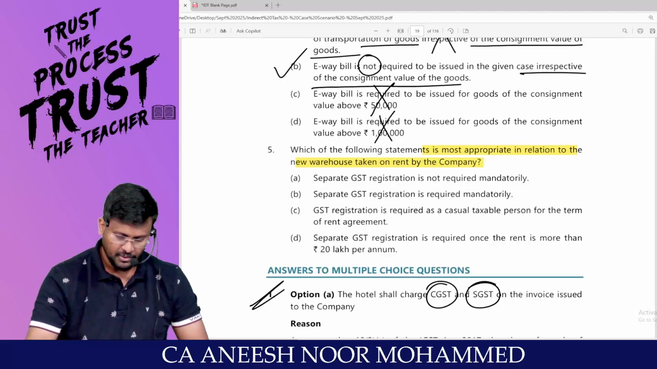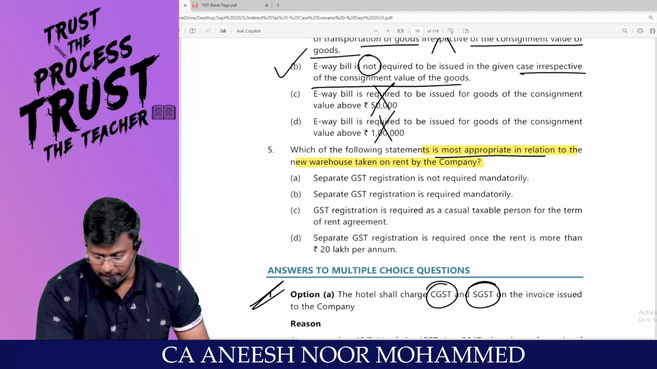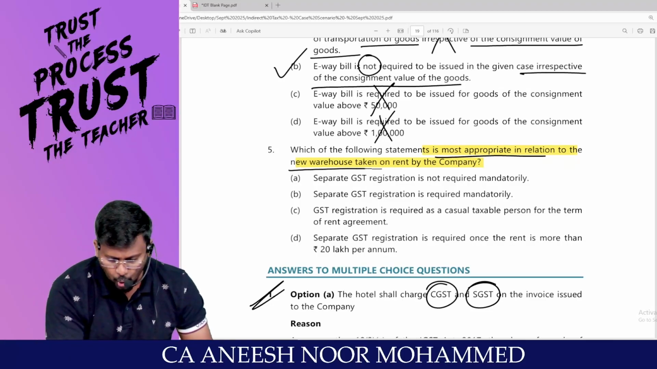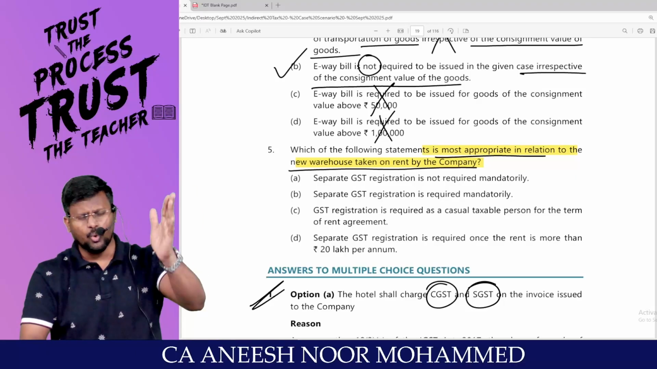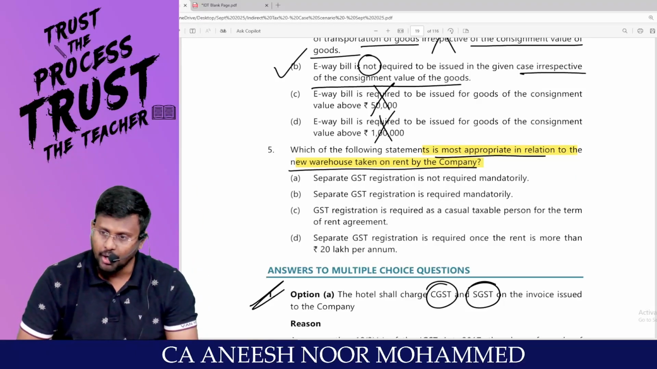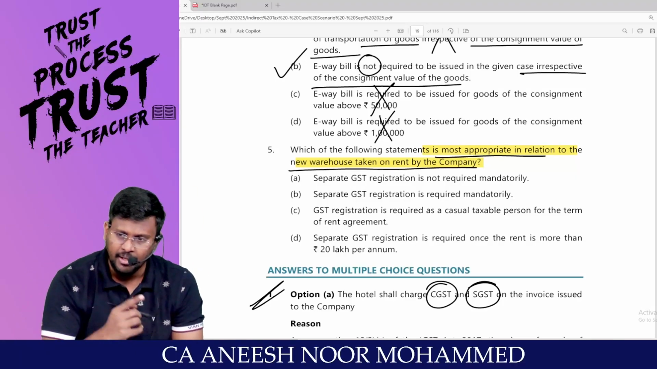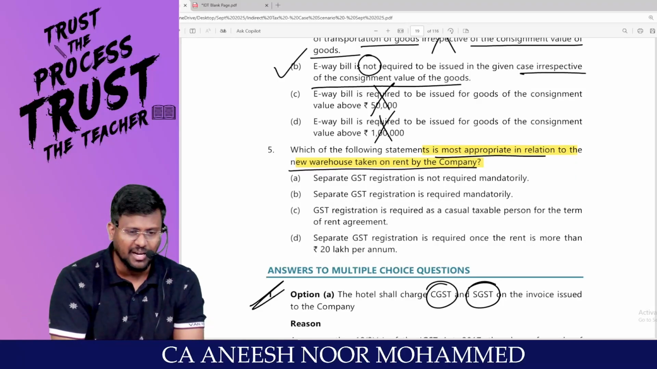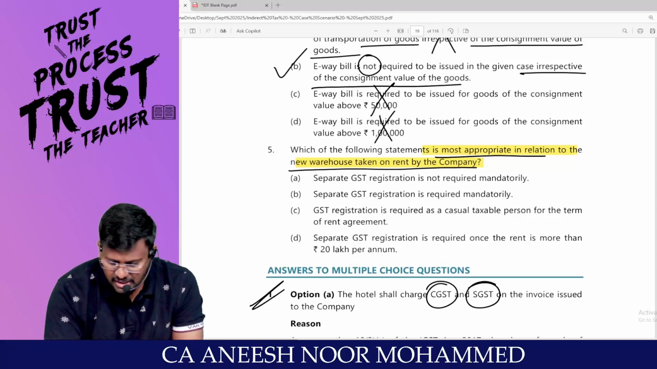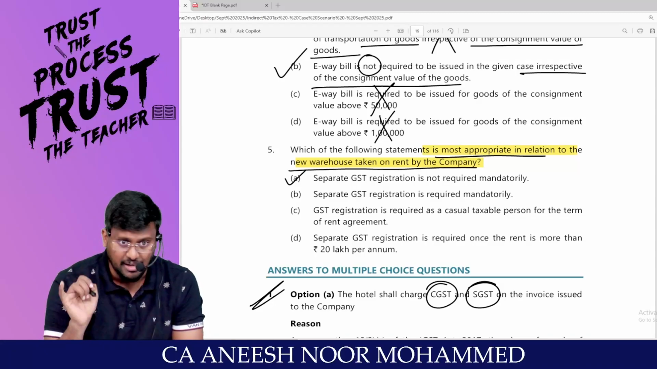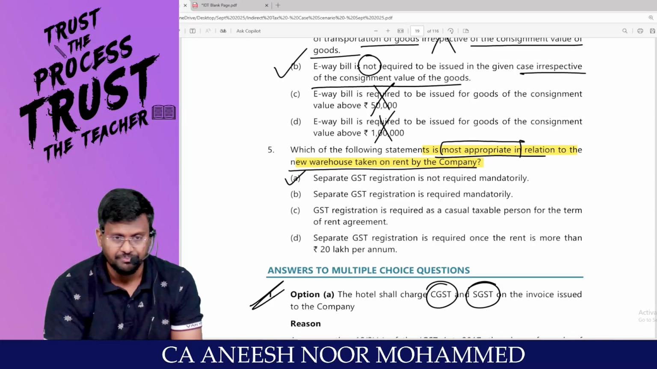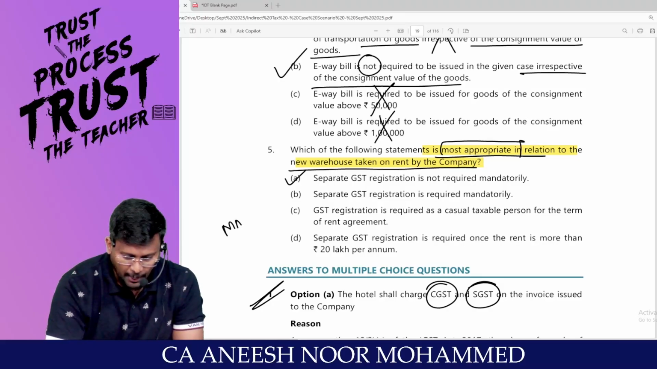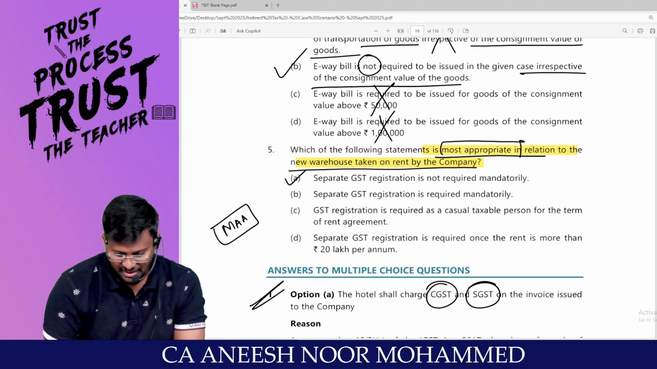Are you clear? Which of the following statements is the most appropriate in relation to a new warehouse taken on rent by a company where the original registration is there? Delhi. They took an additional warehouse in Delhi. Let the head office be declared as the principal place of business and this place declared as the additional place. Separate registration is not required mandatorily. Till now it is the right answer. But they want the most appropriate answer. Are you all really with me?